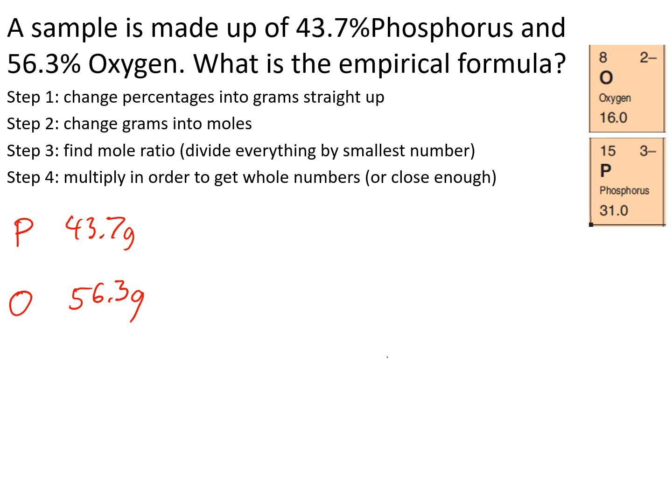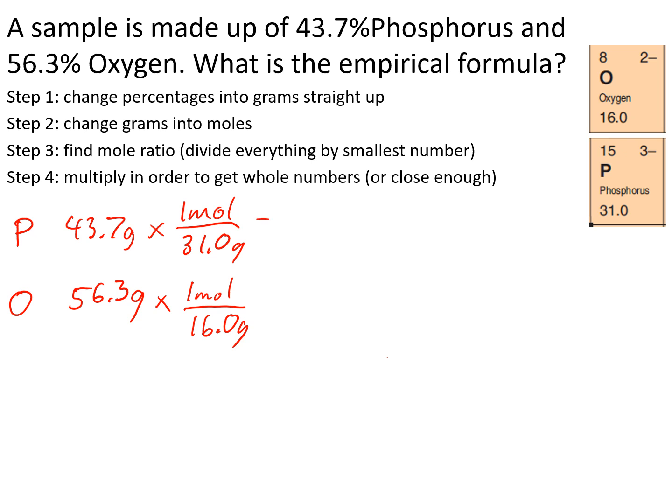And now we're going to change these into moles. And so if we look up the molar mass for phosphorus, it's 31.0. And the molar mass for oxygen is 16.0. So if we did this calculation, we would change the phosphorus into moles and the oxygen into moles. Now we're going to find the ratio between the phosphorus and the oxygen.